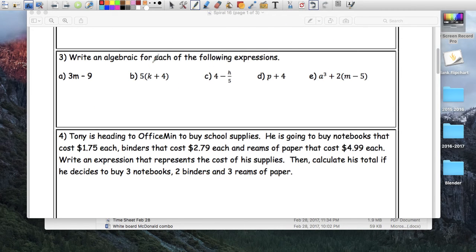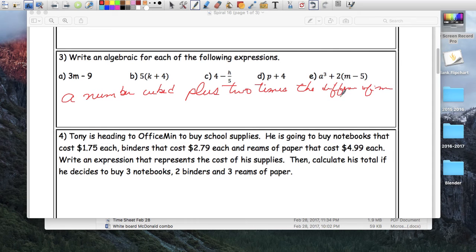Okay, so the last one, a number cubed. A number cubed, or a number to the third power. Okay, whichever one you feel more comfortable. A number cubed, or a number that I don't know, to the third power, cubed, plus 2 times, because you're multiplying, right? What are you multiplying? You're multiplying the difference of these two things. 2 times the difference of m and 5. Okay.